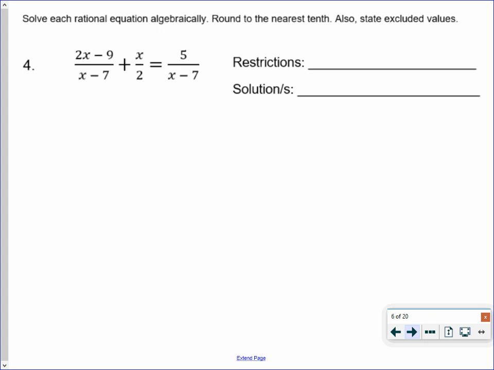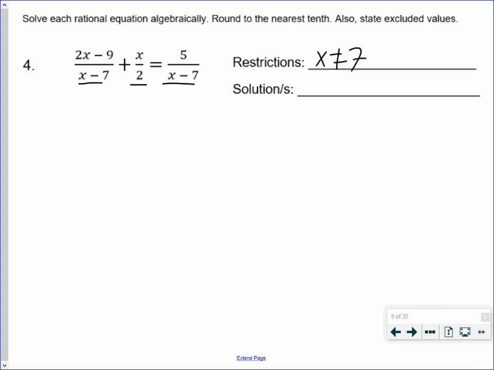So for number 4, the very first thing we want to do is get our restrictions. We're going to set each denominator equal to 0 and solve for x. When x minus 7 equals 0, we get that x equals 7. So x cannot equal 7. 2 cannot equal 0, so that does not give us a restriction. And x minus 7 equals 0 for our last denominator; I've already solved that out. It gives us x equals 7. We don't need to write it twice, so we have all our restrictions listed out.